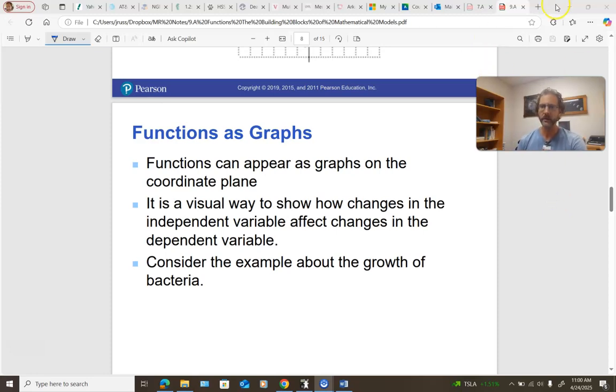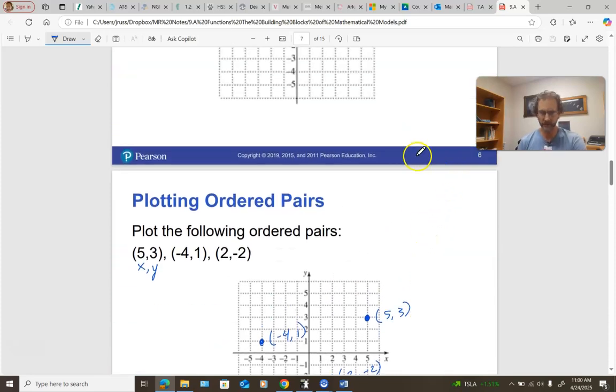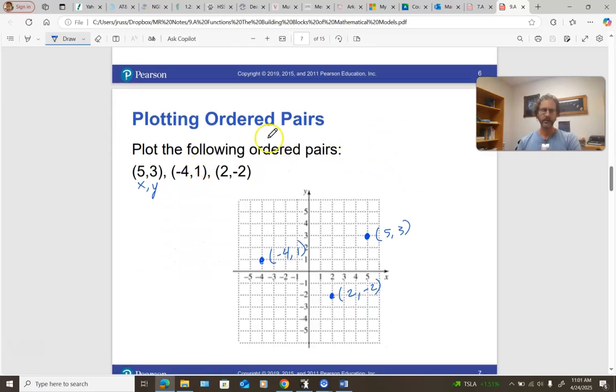Alright guys, we're going to go ahead and finish up 9a. So we're talking about functions and the different ways that functions can be expressed. Remember that a function is just a relationship between x's, or values for x, or your independent variable, and then those corresponding values for y, or your dependent variable. Okay. The last thing we looked at was actually plotting ordered pairs.